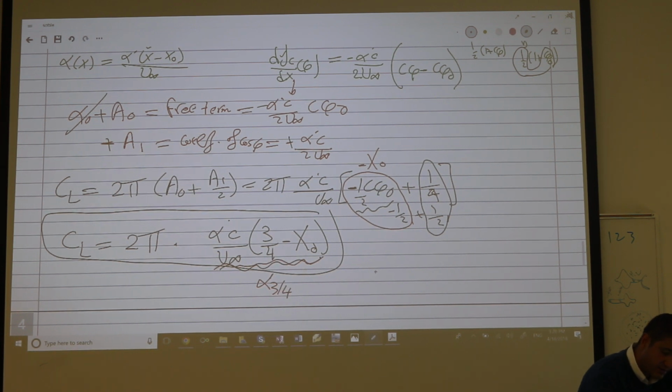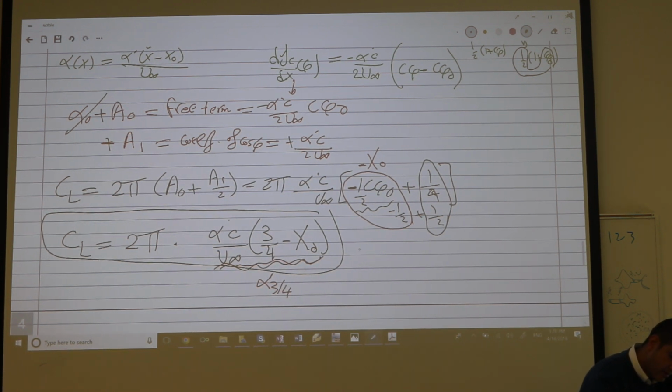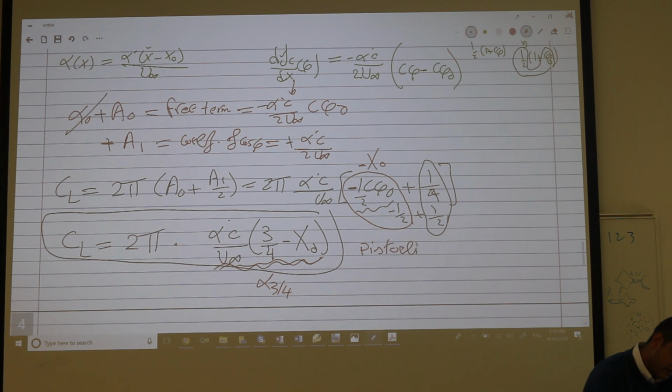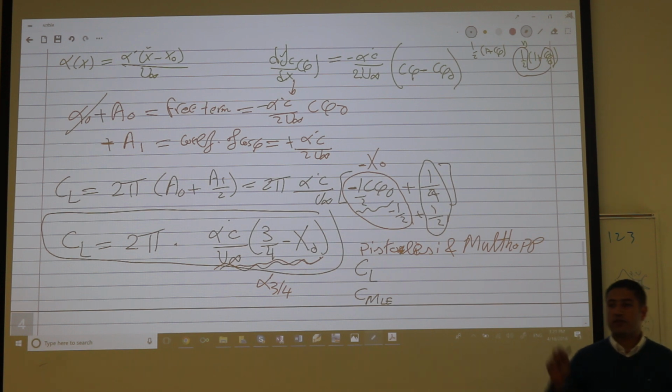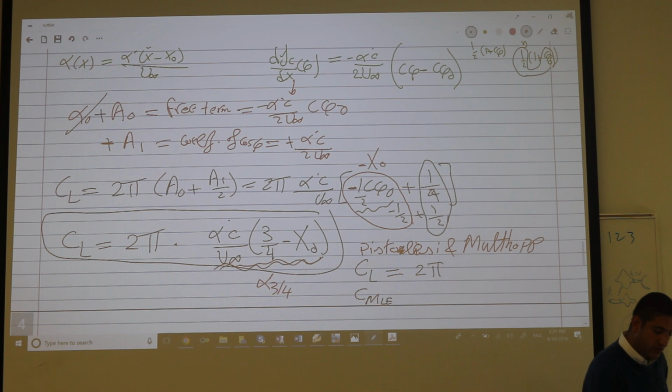This is what I told you about last time, by Pistolesi and Multhopp. Pistolesi is an Italian aerodynamicist. Multhopp is a very famous German aerodynamicist. They posed the following problem: can we get the lift coefficient and the moment coefficient from measurement of the local angle of attack at particular points? The answer for the lift was surprising, and you can see it here from the thin airfoil theory. You just need the local angle of attack at the 3/4 point.